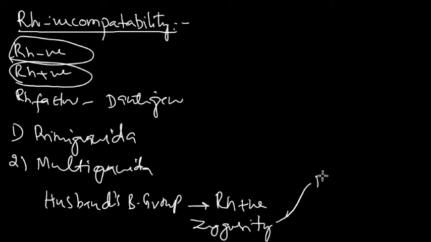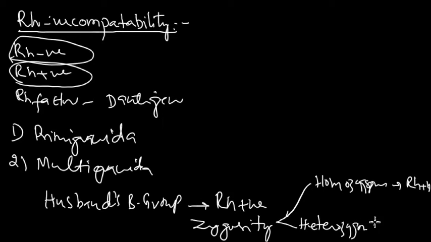And if the husband is homozygous, then all babies will have Rh positive blood group. And counsel the couple at this time that all pregnancies will have to be carefully evaluated because of this Rh problem. And if the husband is heterozygous, then there are 50% chances that the baby will be Rh positive and 50% chances that the baby is Rh negative.